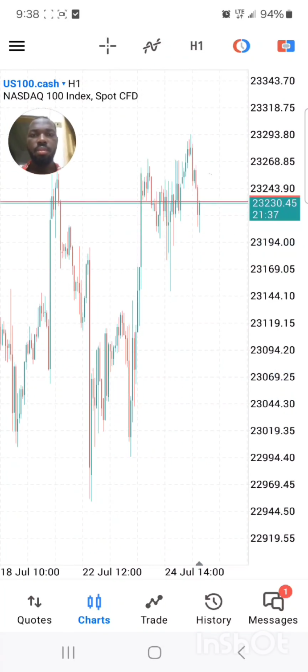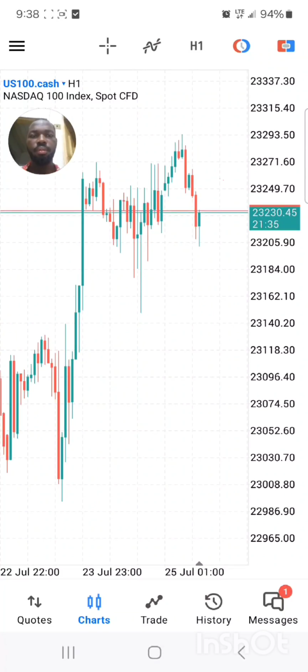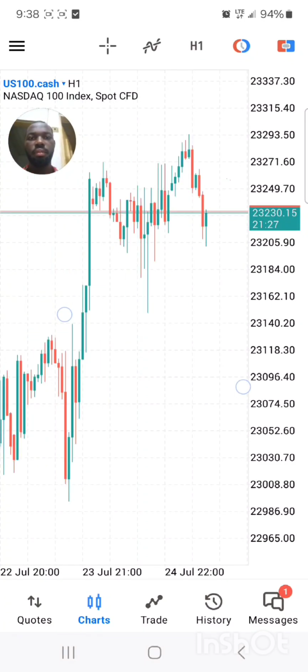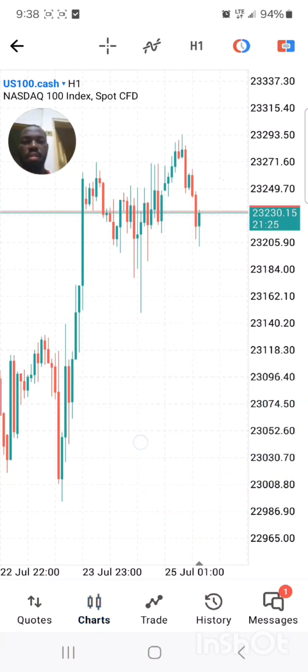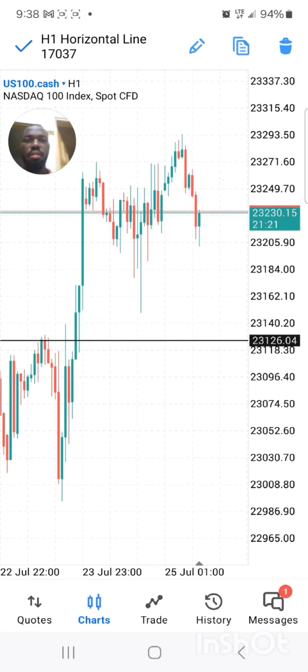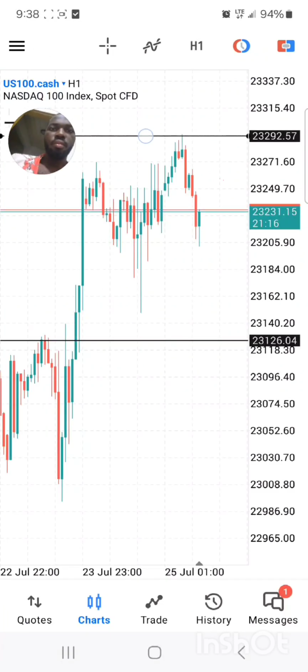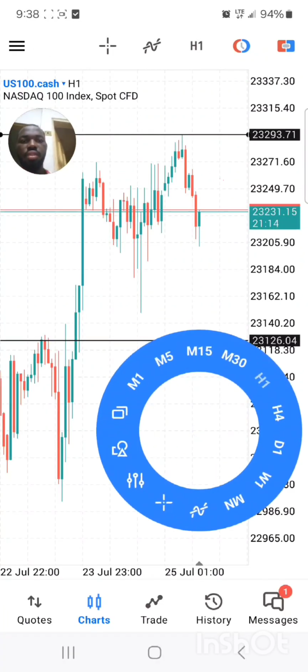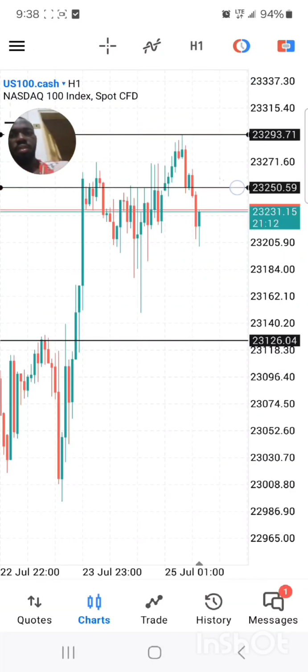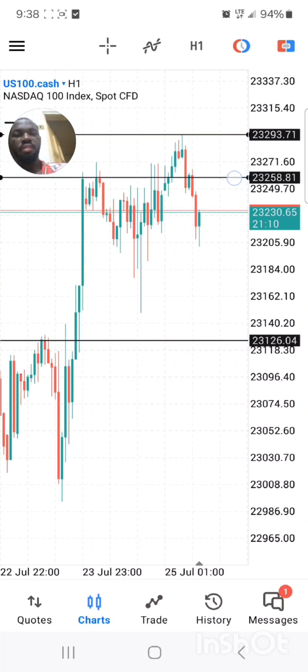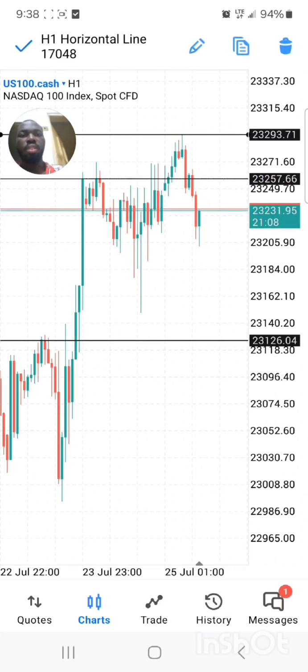Let's say I want to take a trade, a sell limit, or let's say an instant market execution at this level here, from this level here to this level. My stop loss is going to be above. My entry is going to be, let's say, this level. Whatever the case may be, my entry is going to be this level.